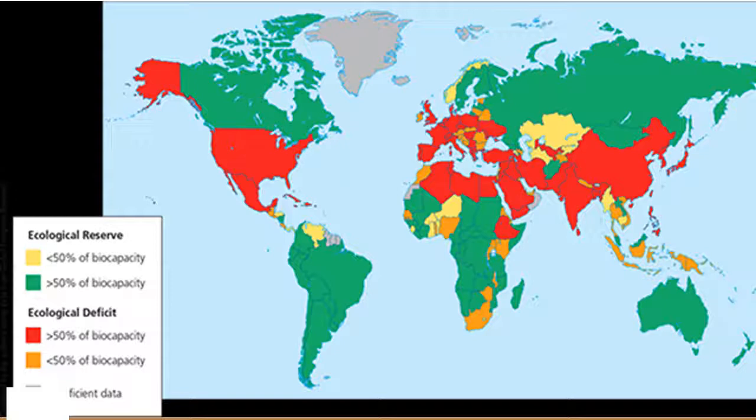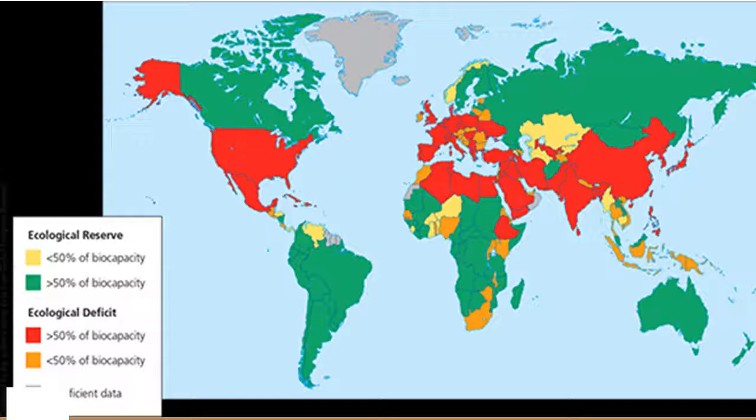So looking at this graphic, those countries in green or yellow are considered to have an ecological reserve, which means the demand on the environment from the population within their boundaries is less than what the environment can actually sustain. So they're in a good situation. The countries that are in red or orange are just the opposite. They are demanding more from the environment than what the environment can actually sustain or provide in terms of natural resources or ecosystem services. So let's look at which countries fall into which category.